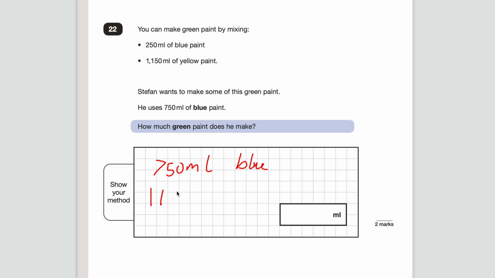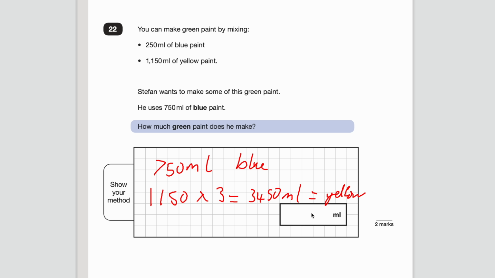So what's 1,150 multiplied by 3? If you want to do some working out, please do, but 3 times 1,000 is 3,000. 3 times 150 is 450. So add them together. That's 3,450 millilitres. So that's the yellow paint required. Just put yellow so I don't forget.